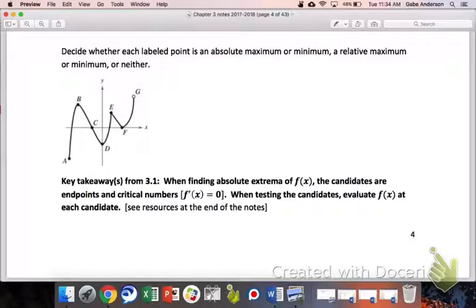It's open, right? So you might be tempted to say G is the absolute max, right? But it's not the absolute max because that function apparently doesn't exist right there. And so this one does have an absolute min, but it does not have an absolute max.